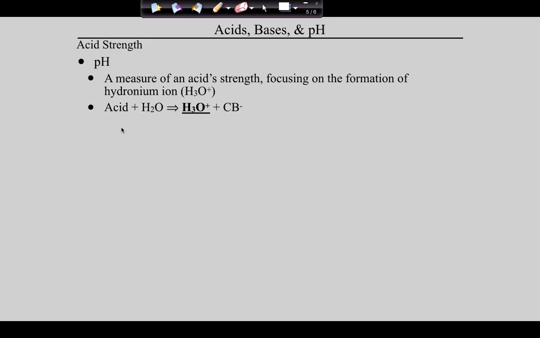Because all acids have to be in water. And so you put the acid in water, the acid gives away hydrogen, the water picks it up, it forms hydronium ion, and then your conjugate base. So guys, technically, pH then is a measure of hydronium ion concentration.